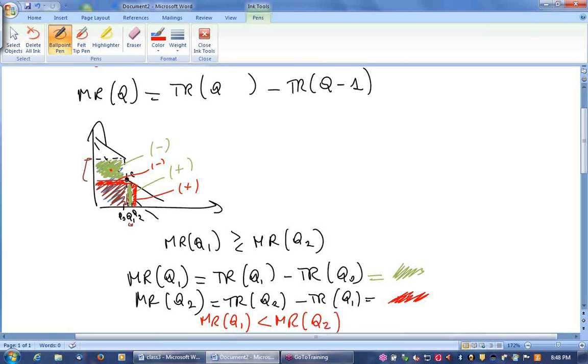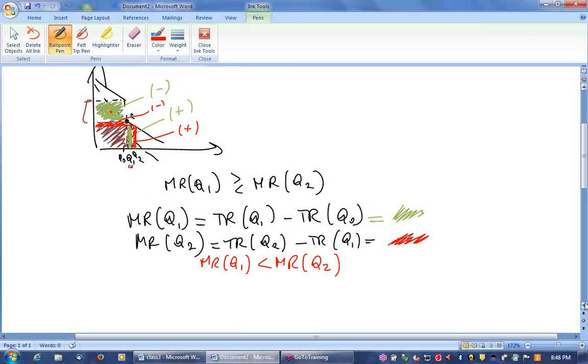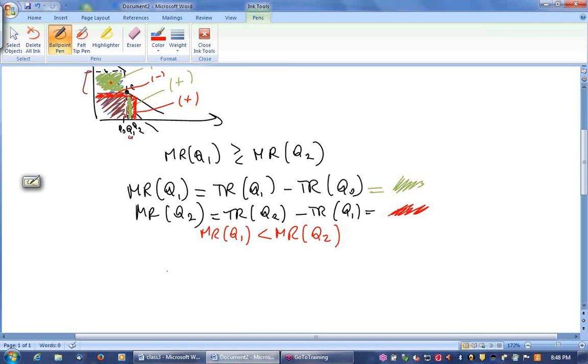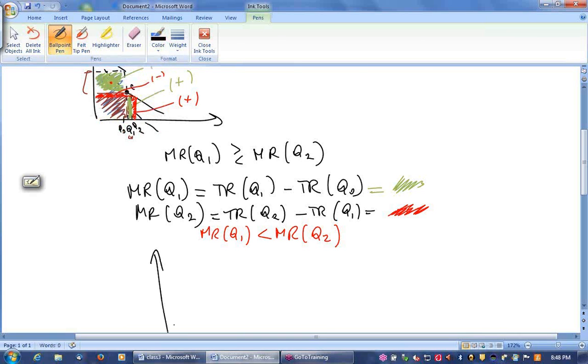Okay, is this clear? So once you get this, it means that when we want to draw our marginal revenue at the point C, you will have, again, this was our demand. These were our marginal revenues.